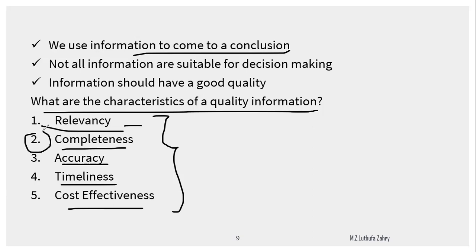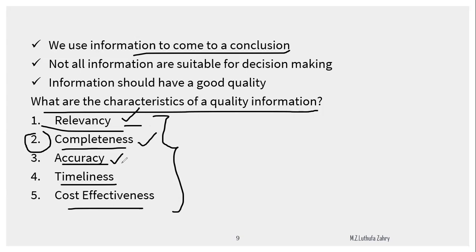Completeness means it should be complete. If they're asking for complete data, you shouldn't give one or two pieces of information, as that is not enough. If they're asking for complete detail about a class, you have to give that. So quality information should have relevancy, completeness, and then it has to be accurate. Accurate means, for example, if there are 23 students in the class, you cannot say approximately.